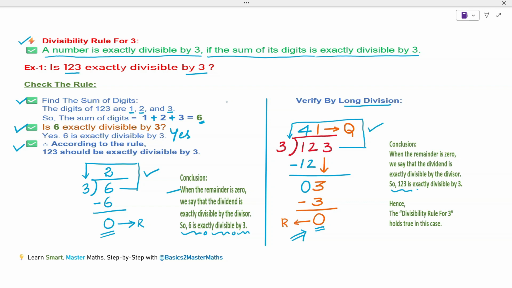So, 123 is exactly divisible by 3. Hence, the rule is satisfied. Got it?